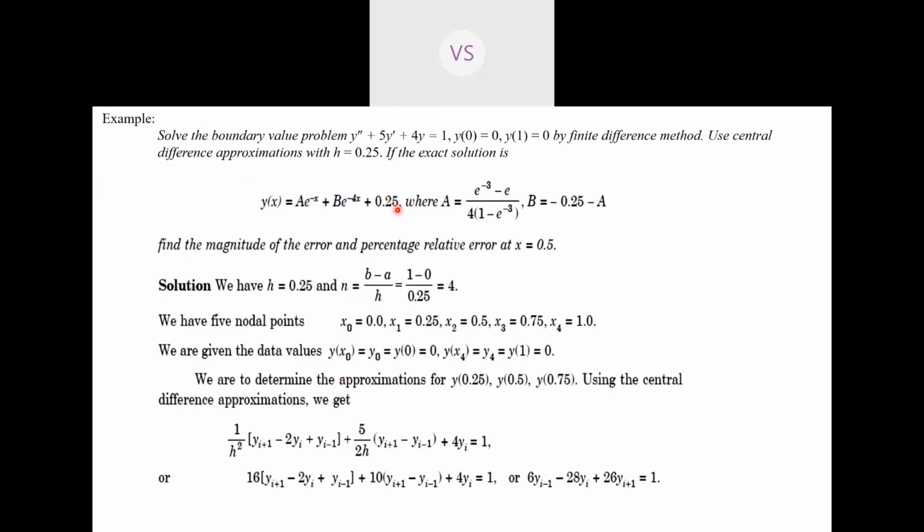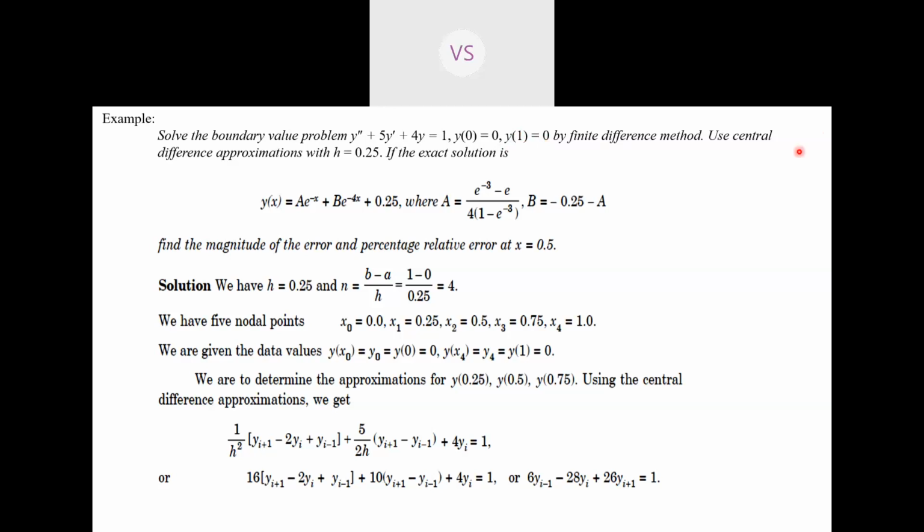Here another problem is given to you: solve the boundary value problem y double dash plus 5y dash plus 4y is equal to 1. This is again a second order differential equation. Here two conditions are given to you, as it is a second order differential equation. At x is equal to 0, the value of y is 0. At x is equal to 1, the value of y is 0. Two conditions are given, and you have to solve this by finite difference method.